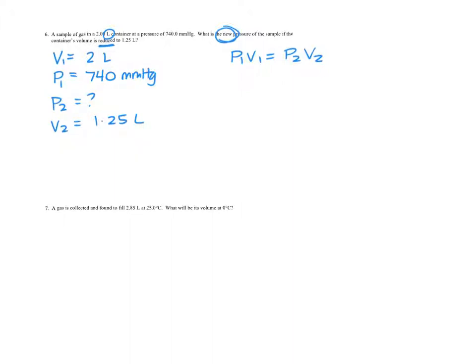So then I just plug in. So I'm going to do the P1, 740 times 2. I'm solving for P2. I usually just write it as P2 as the variable. If you don't like that, you certainly can write it as an X. So what I'm doing mathematically here is I'm going to multiply 740 by 2 and then divide it by 1.25, basic algebra, to solve for P2.